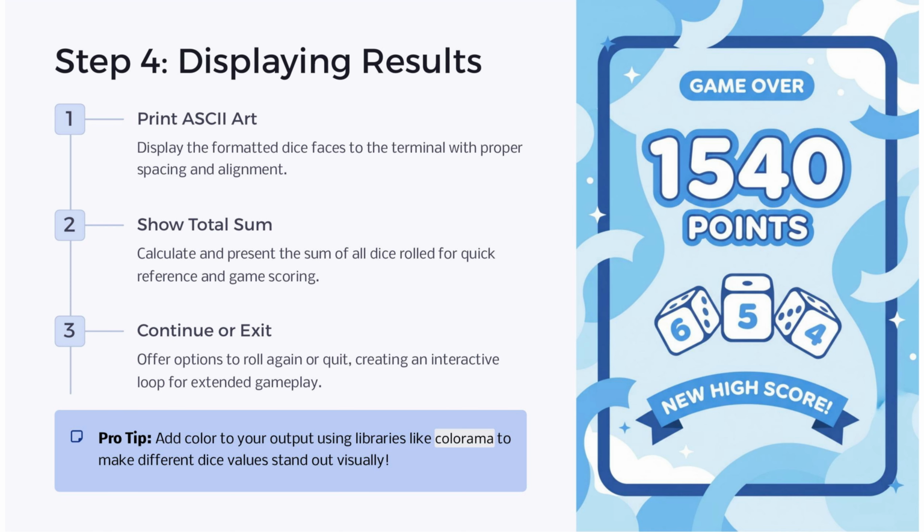Display the ASCII art of dice faces with proper alignment for clarity. Calculate and show the total sum for easy scoring. Provide options to roll again or exit, enhancing interactivity. For a vibrant experience, use libraries like Colorama to add color, making each dice value visually distinct.